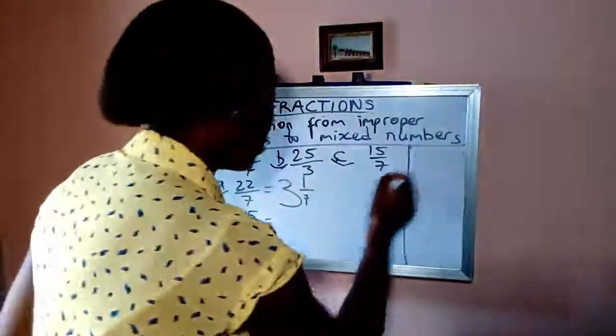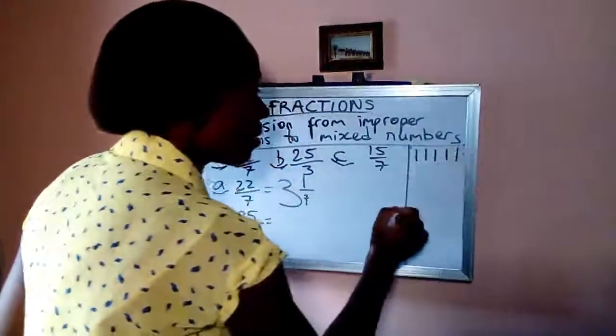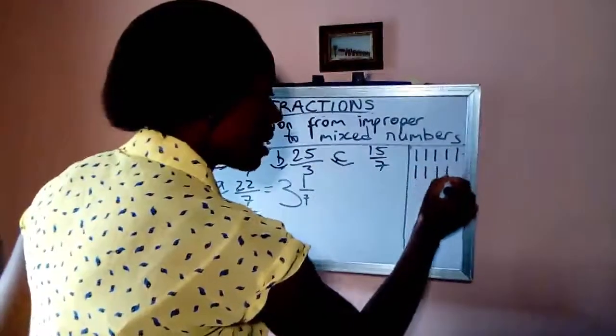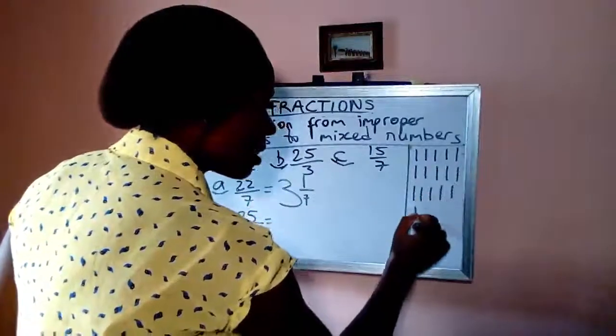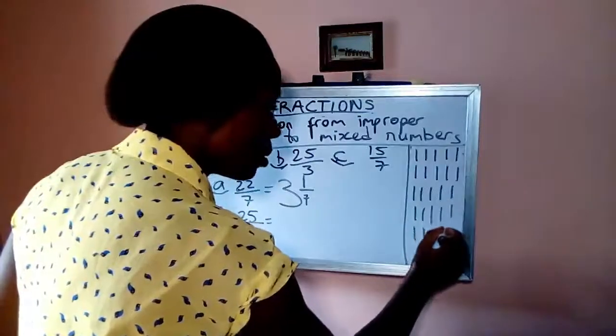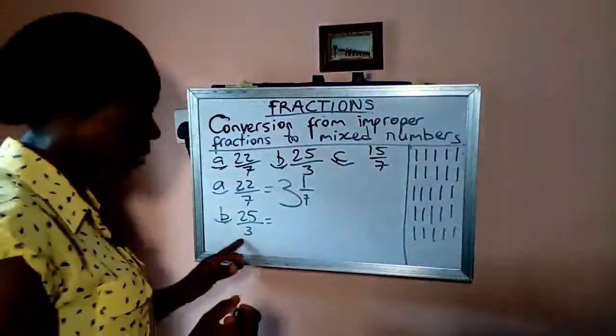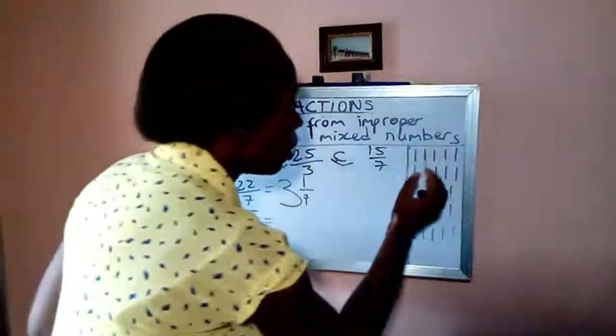So let's count to 25. 1, 2, 3, 4, 5, 6, 7, 8, 9, 10, 11, 12, 13, 14, 15, 16, 17, 18, 19, 20, 21, 22, 23, 24, 25. So let's count in threes. Let's go. 1, 2, 3.